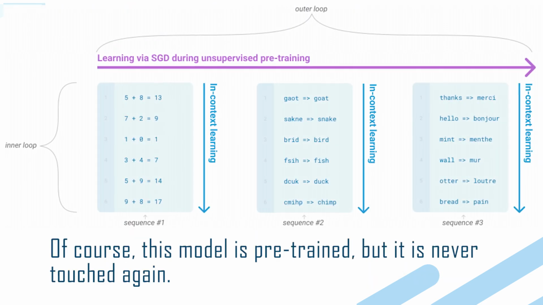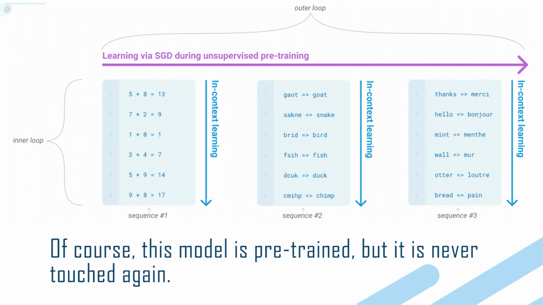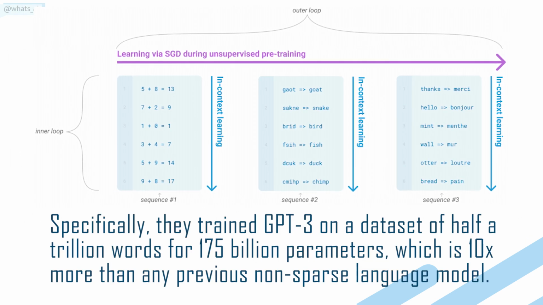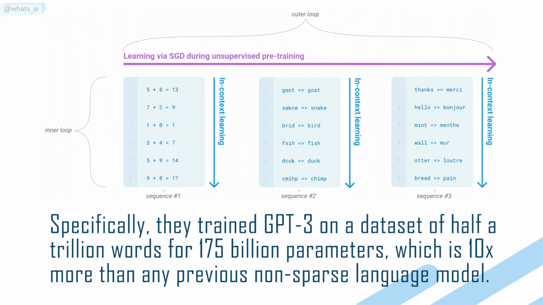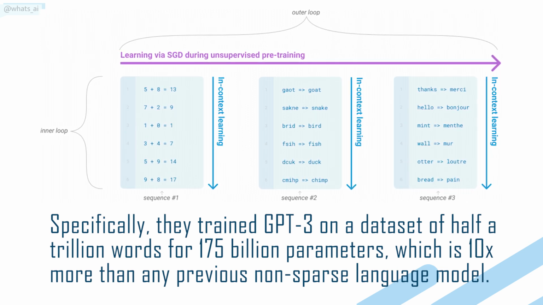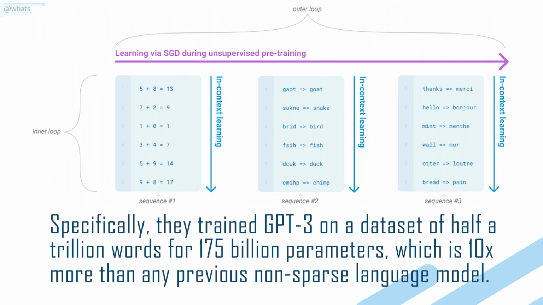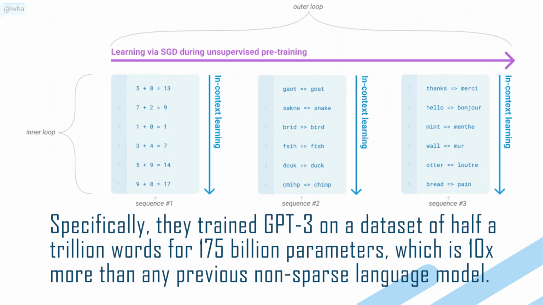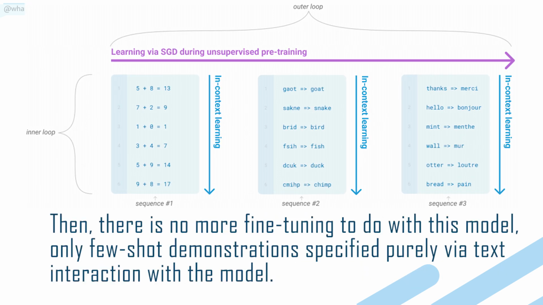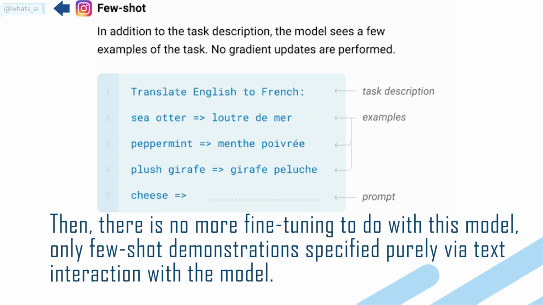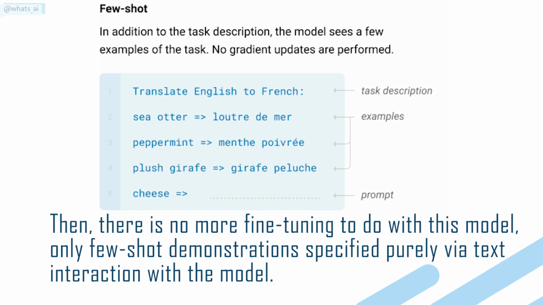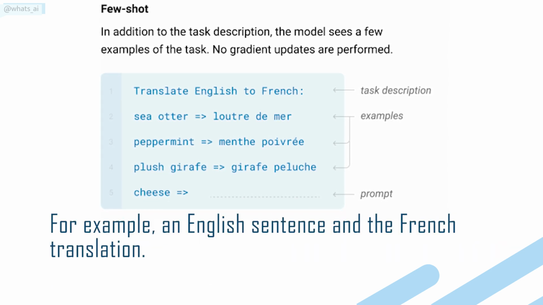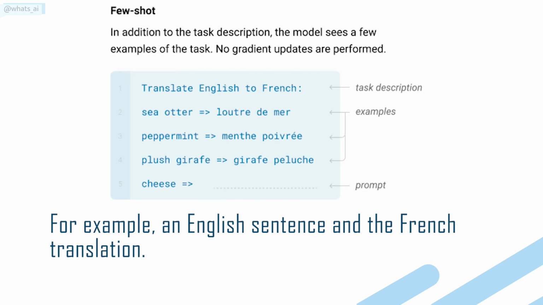Of course, this model is pre-trained, but it is never touched again. Specifically, they trained GPT-3 on a dataset of 500 billion words for 175 billion parameters, which is 10 times more than any previous non-sparse language model. Then, there is no more fine-tuning to do with this model, only few-shot demonstrations specified purely via text interaction with the model. For example, an English sentence and the French translation.